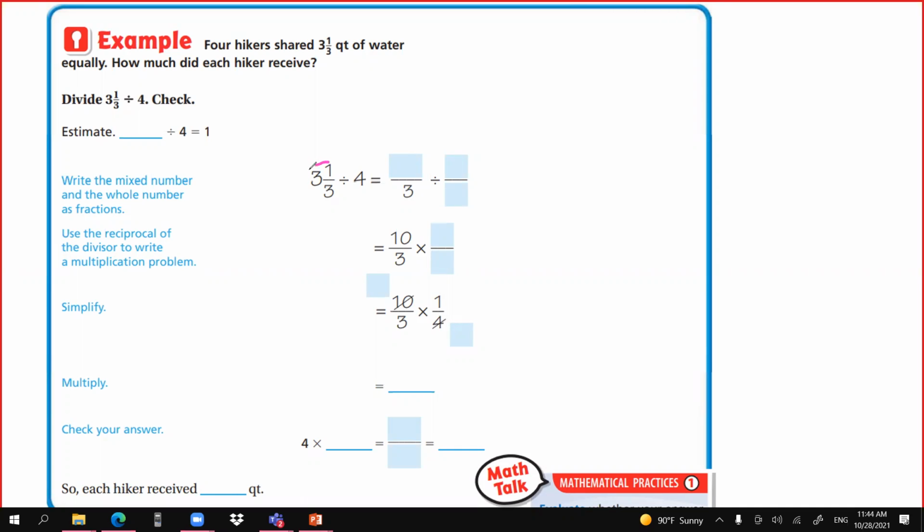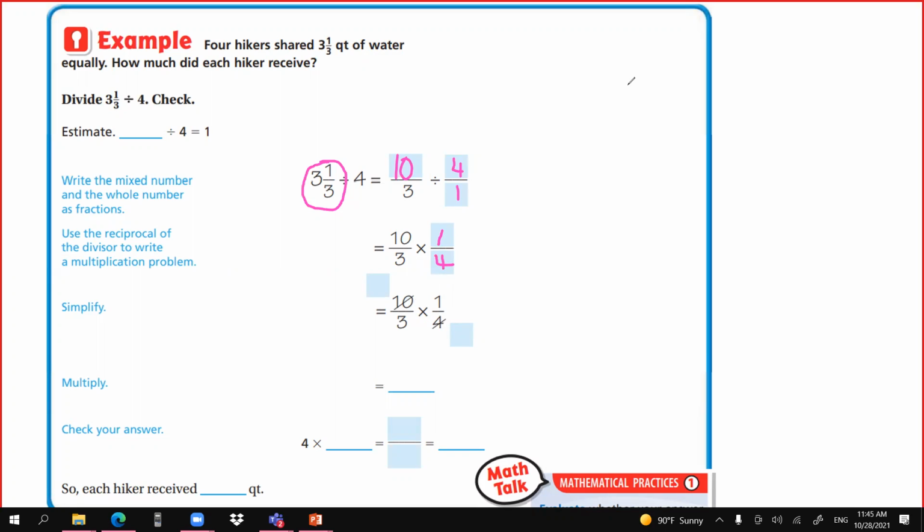First, I have to convert 3 and 1/3 to a fraction. 3 times 3 is 9 plus 1, 10. Divided by 4. But how will I write 4? I will write it as 4/1. Then keep the first one as 10/3. Change division to multiplication. And then 4/1. How do I write it, Rafif? 1/4. Bravo.